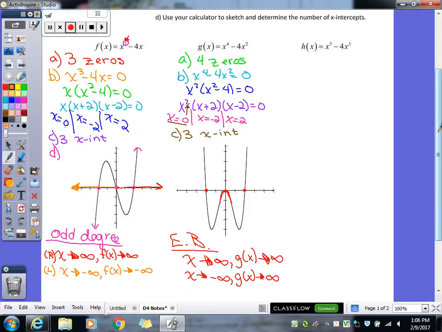All right, let's take a look at our third one. We've got to actually sketch our graph this time. So A, first off, how many zeros are we going to have? 5.